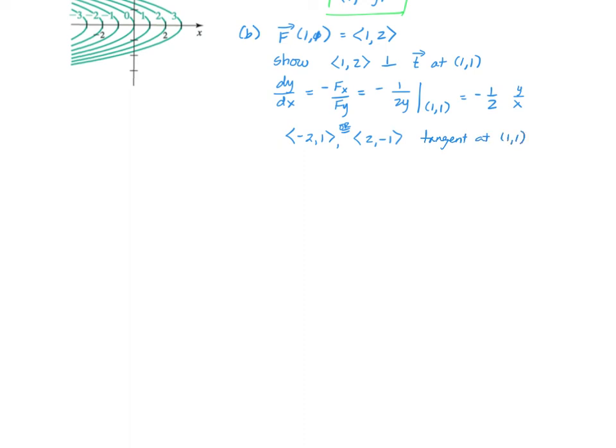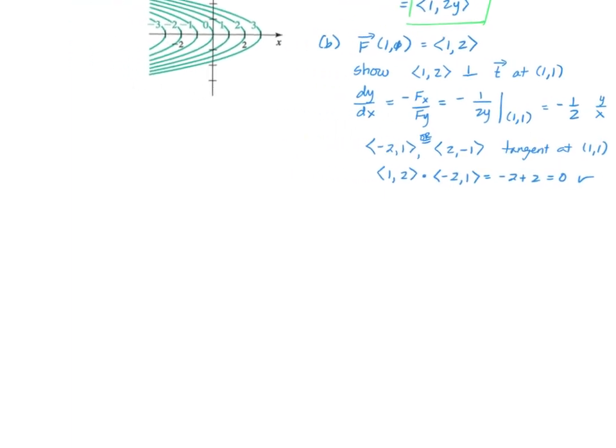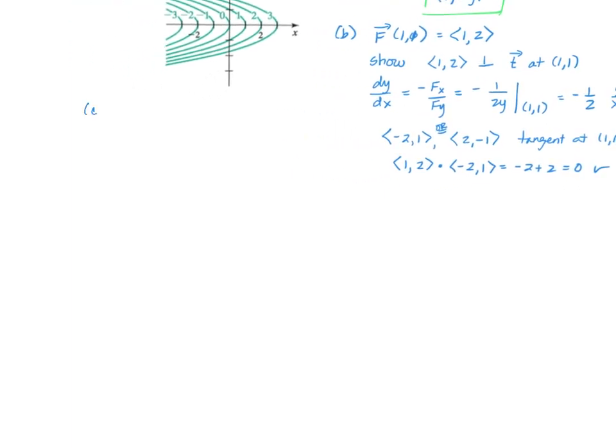So that means that, and it doesn't matter which one I choose, when I take the dot product with our vector 1, comma 2, I better get 0. And that would be negative 2 plus 2. So 0. So that's all I had to do to show that it's orthogonal. I'm done. Let's look at C. Because we're going to use that same property for C.